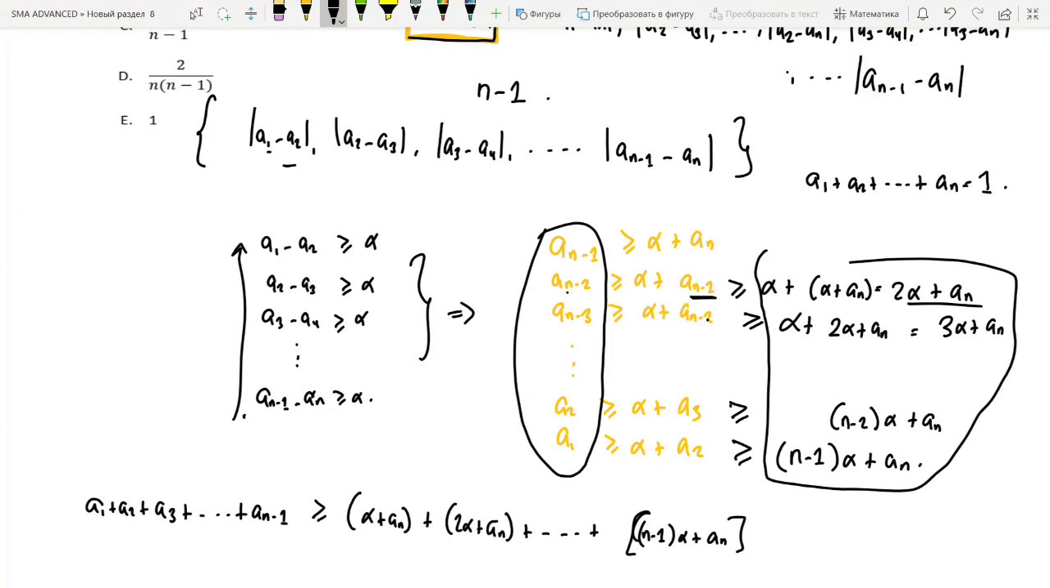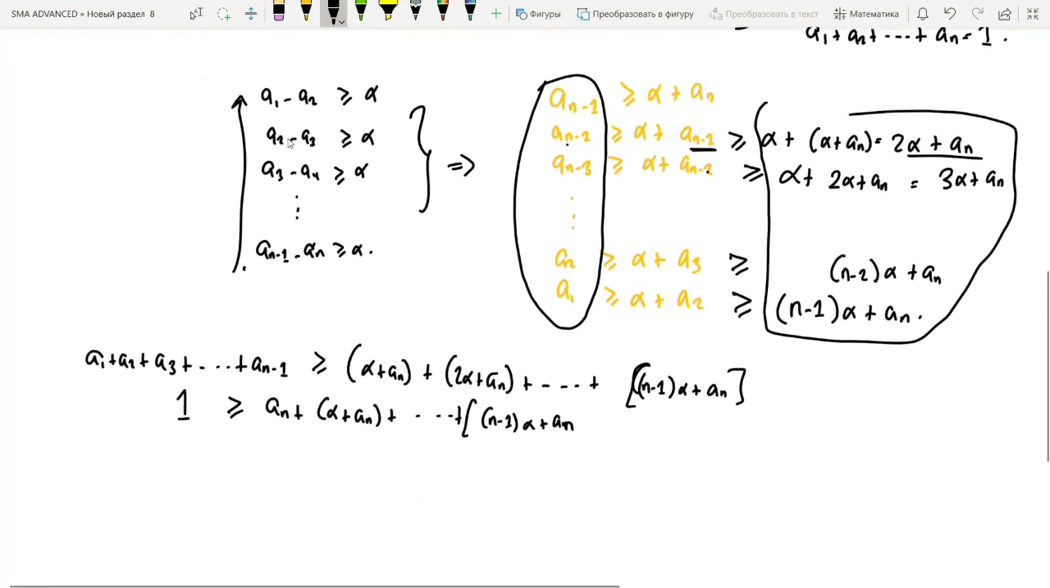So this is very close to the sum of everything. So we can just add an to both sides. When we add an to both sides, what do we have? We have that 1 is greater than or equal to an plus alpha plus an plus dot dot dot plus n minus 1 alpha plus an.